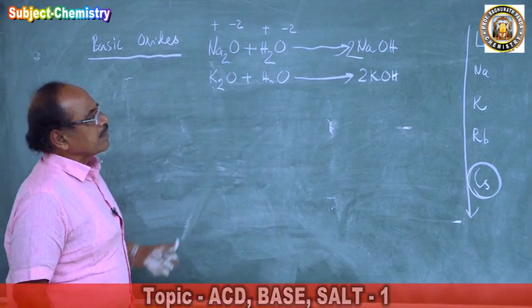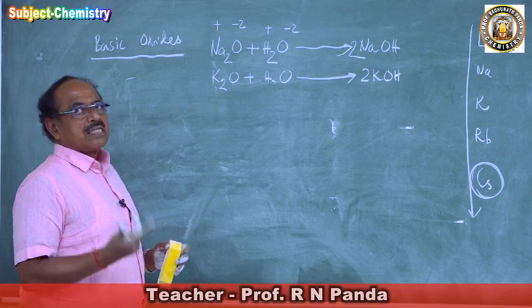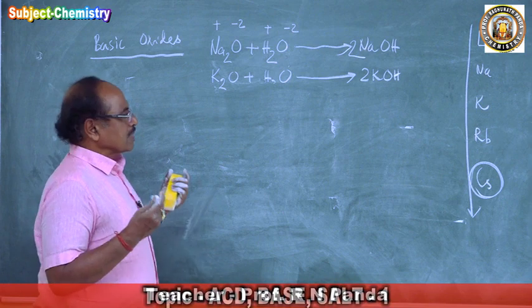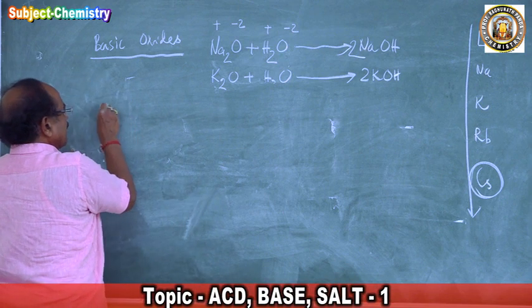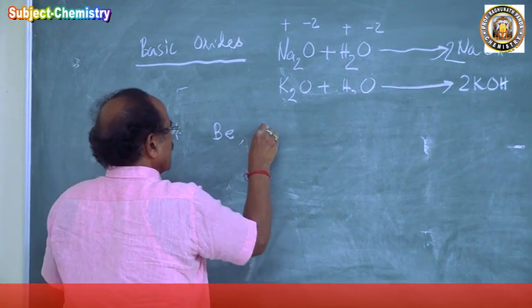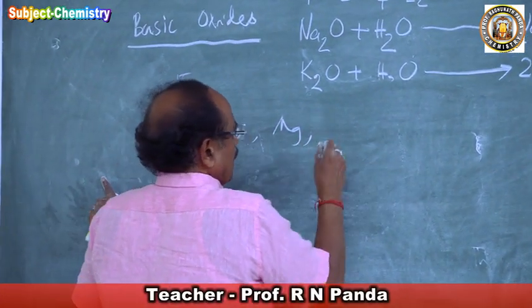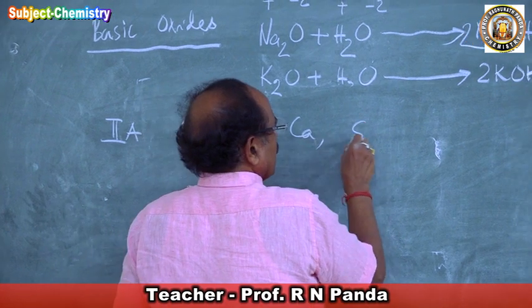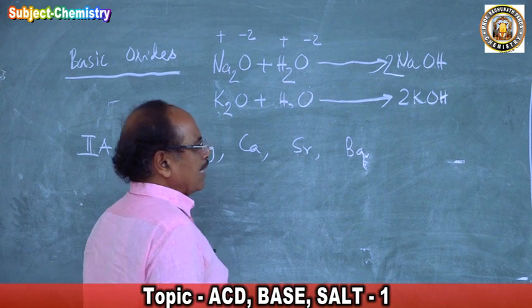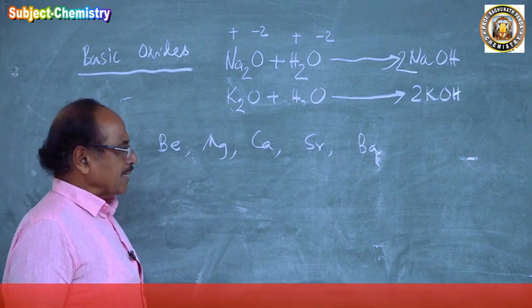So we are going to learn chemical equations, we are going to learn balancing chemical equations. For that we need some fundamental concepts. Now coming to group 2A elements. Who are they? Beryllium, magnesium, calcium, strontium, barium. Radium is there, but radium is a radioactive element, so I am not considering it.